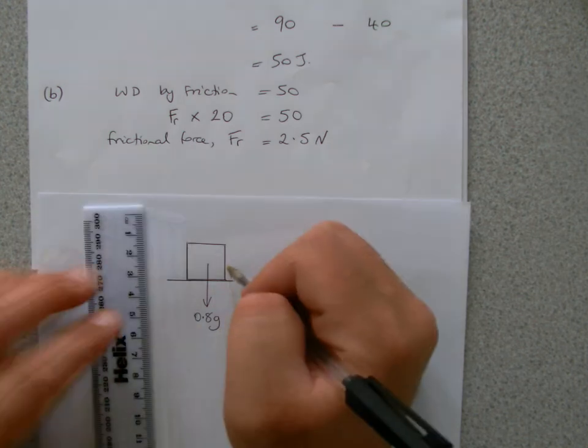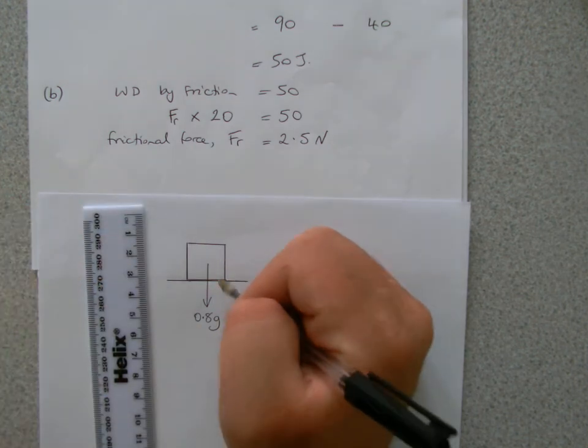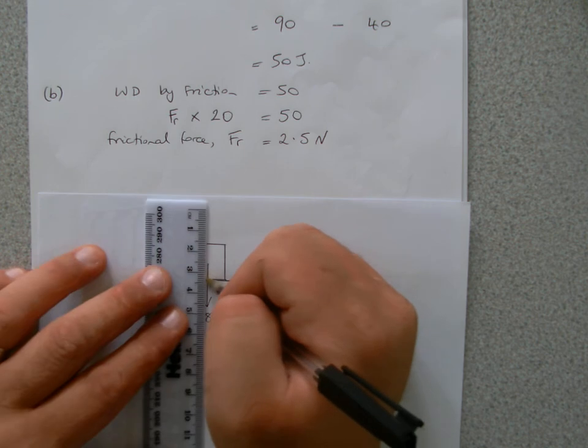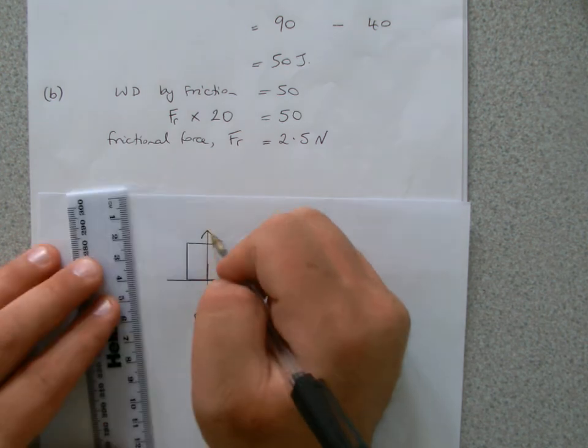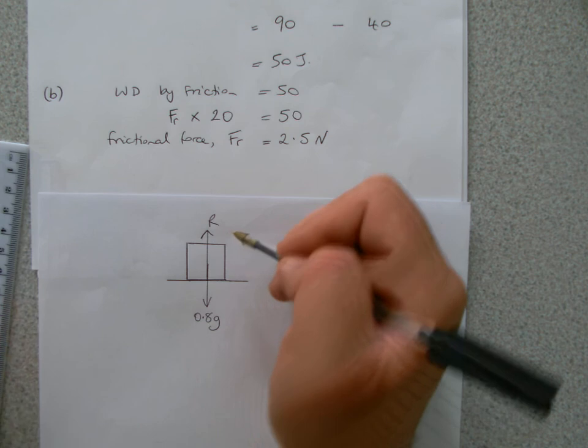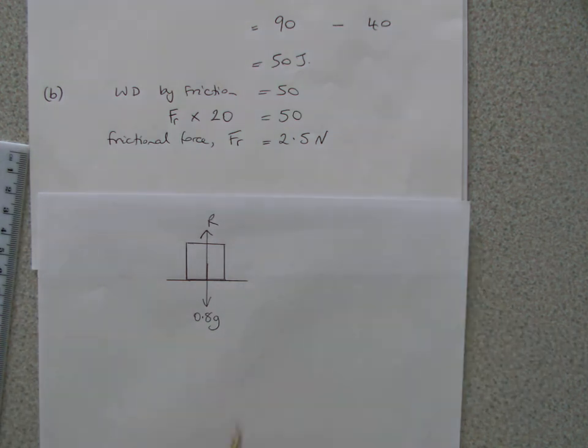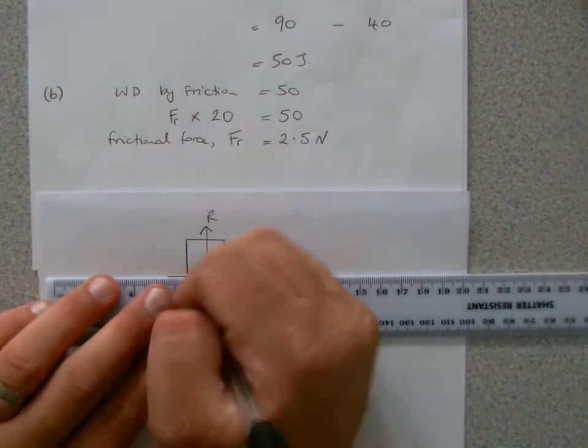But remember, the object doesn't fall through the ground, it stays there, so there must be a force pushing it up, and that will be the normal reaction of the ground pushing up so that the object stays in place. The other force acting, of course, was the friction.